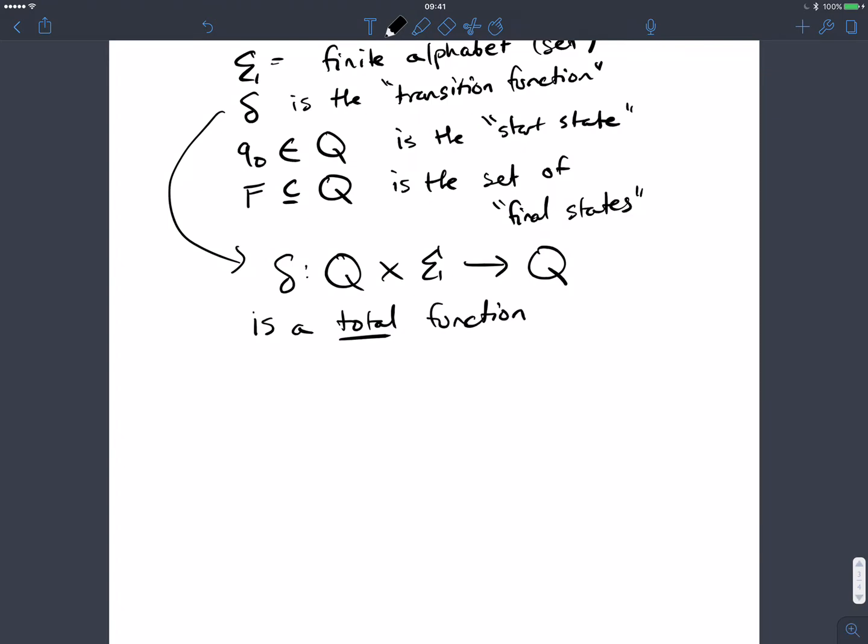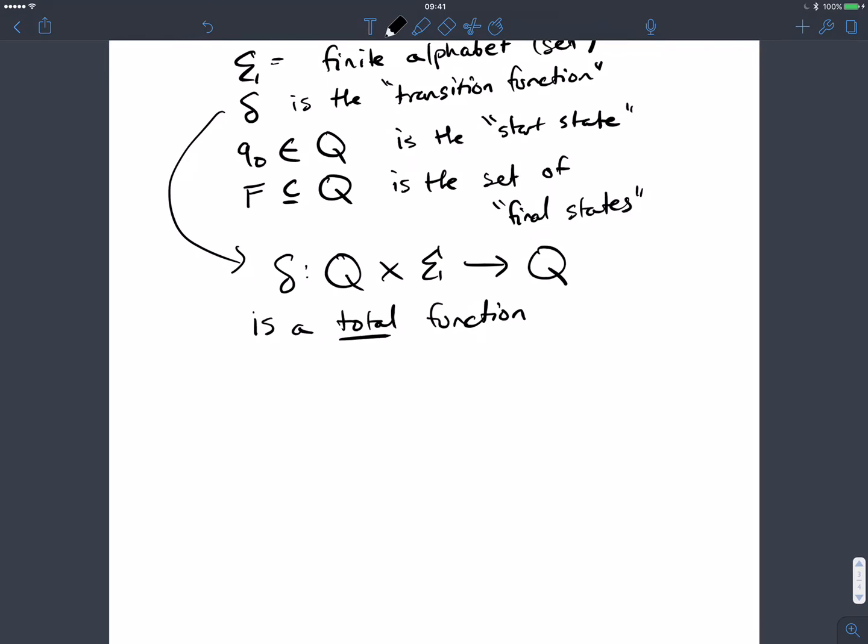And I am very aware that pretty much none of you have seen this term. So what total means is that every state and every input symbol is defined. That's all it means. Okay? So in order to make this deterministic, every pair of state with input symbol is defined with exactly one state. Okay?